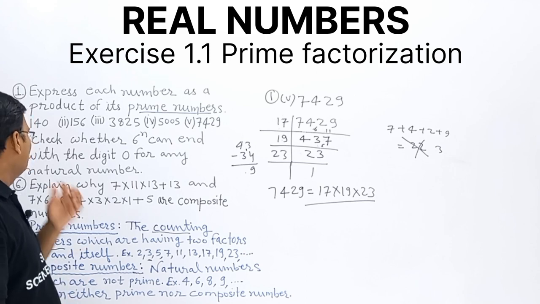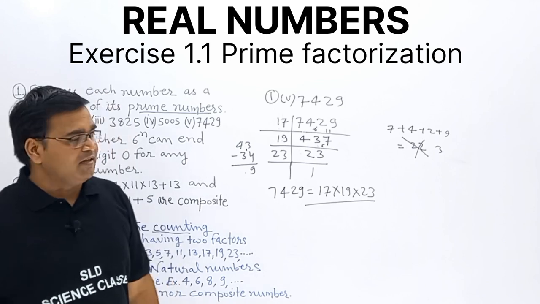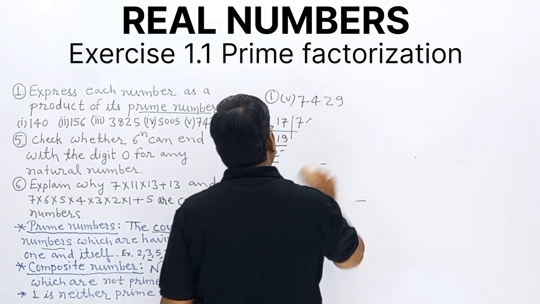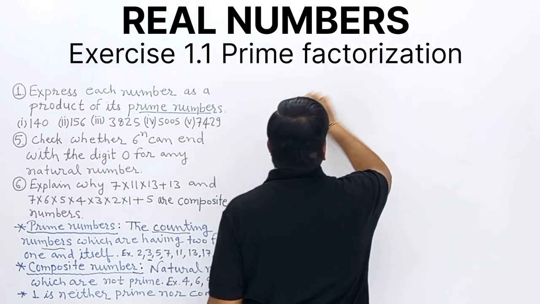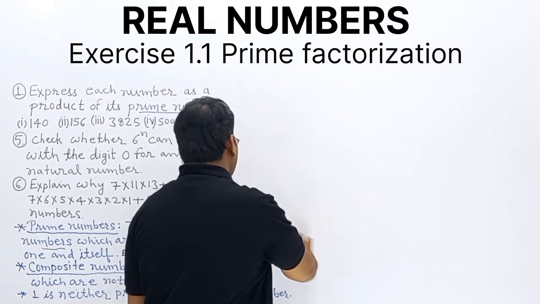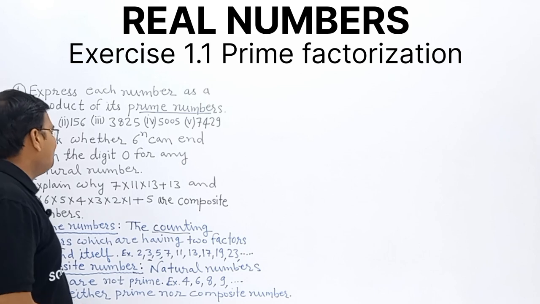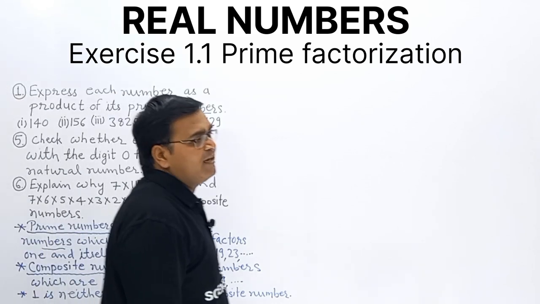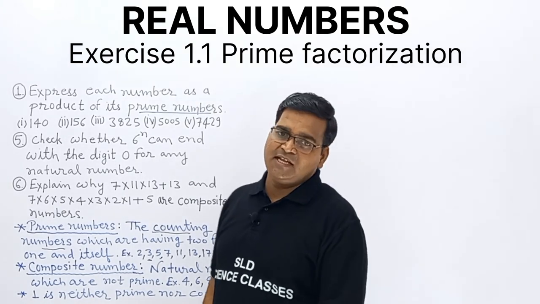Now I am going to explain the next question, question number 6 of your exercise. So what about this question? Observe. Now I am giving the explanation. What is question number 6 of exercise 1.1? Observe. What is this question? Explain why these are composite numbers. We are having two numbers.